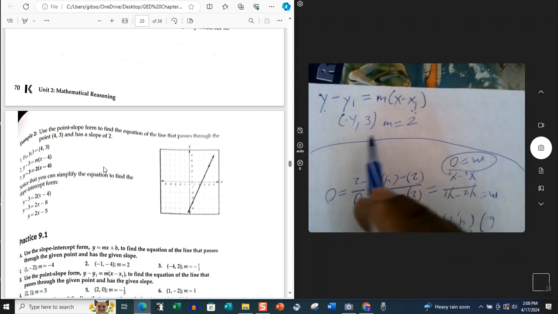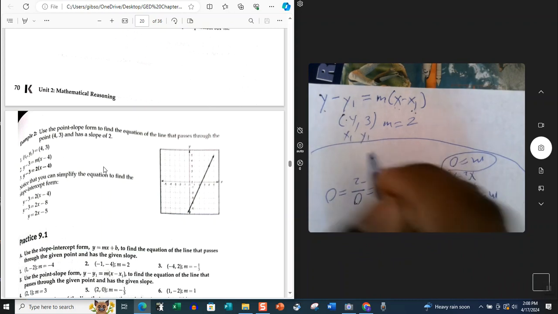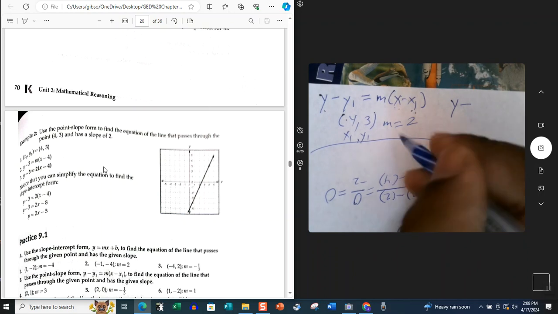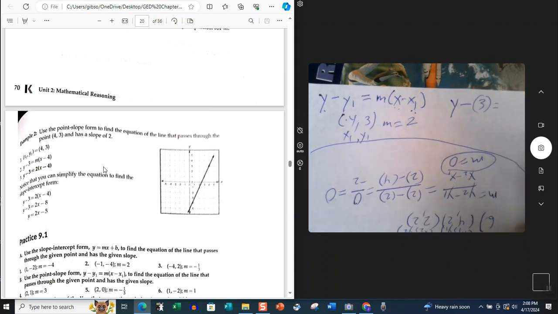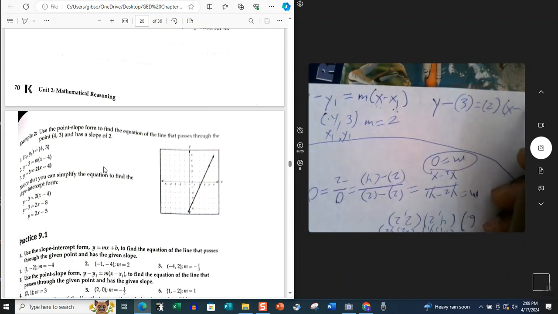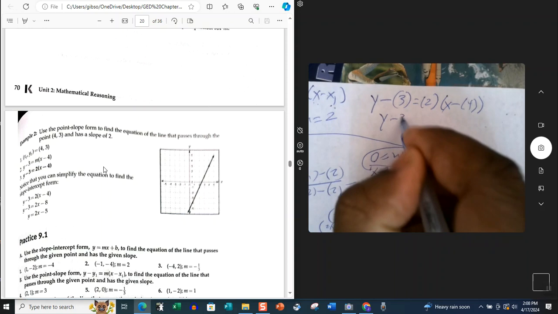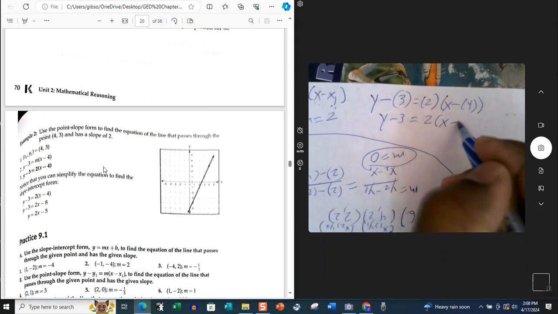Now, we're going to go through and substitute. So we know this is x1 and y1. So we have y minus y1, which is 3, is equal to the slope, which is 2, times x minus x1, which is 4. Okay, so we have y minus 3 is equal to 2 times x minus 4.